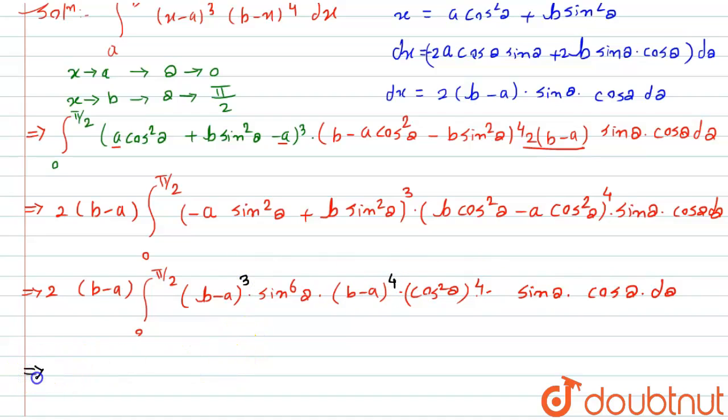So if we take the constant term outside, this will become 2 (b minus a) raised to 1 plus 3 plus 4, which is 8.